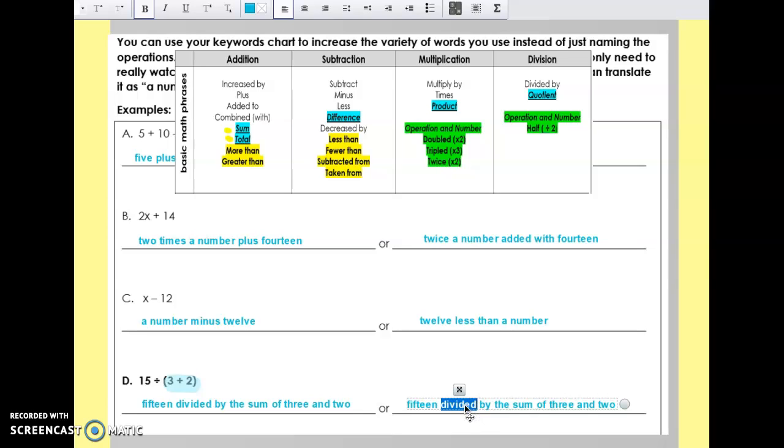So I could take out the word divided and put, well, really, divided would be the only word because quotient would mean I need parentheses around it, and I don't have parentheses around it. And I'm not halving it. I'm not taking it and dividing by 2. I'm taking 15 and dividing it by the sum of. Instead of using the sum of, I could say by the total of 3 and 2.